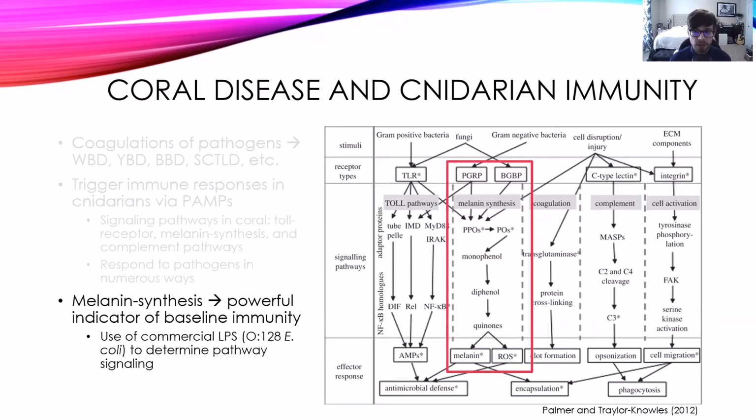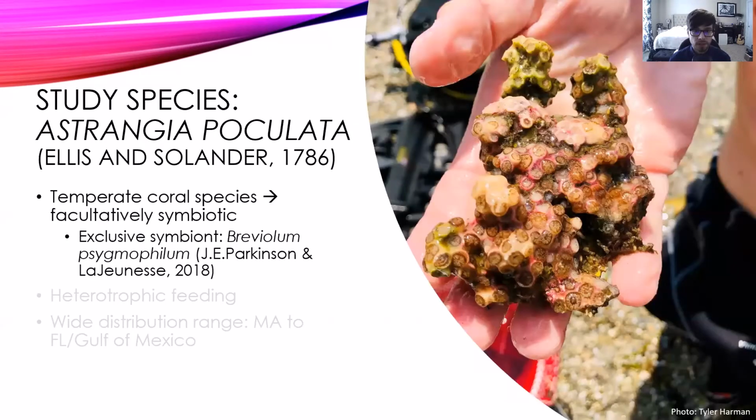However, in our particular instance, we aren't exactly sure what particular disease impacts Astrangia. So in light of this, we can use a PAMP to simulate disease exposure without the guesswork of picking a particular disease. One can use commercial lipopolysaccharides, or LPS, to simulate disease exposure within a lab setting in order to determine pathway signaling. So this leads to my study species, which is the northern star coral, or Astrangia poculata.